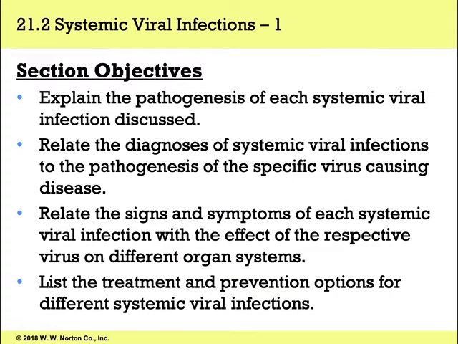We'll talk about the pathogenic progress of systemic viral infection. We'll talk about the diagnosis of systemic viral infection to pathogenesis of specific viruses that make disease. And we'll talk about the signs and symptoms of systemic viral infection and the effect of the virus on the organ systems. And we'll list the treatment and prevention options for different systemic viral infections.